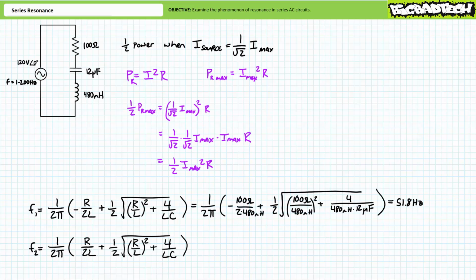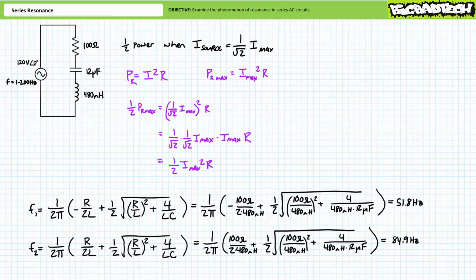For our original illustrated example, an application of the first half power formula suggests F1 equals 51.8 Hz. A subsequent application of the second half power formula suggests that F2 equals 84.9 Hz. Like I mentioned earlier, the half power region isn't exactly symmetric around the resonant frequency for this particular circuit, because the lower half power frequency is separated from the resonant frequency of 66.3 Hz by only 10.5 Hz, whereas the upper half power frequency is separated from the resonant frequency of 66.3 Hz by 18.6 Hz.